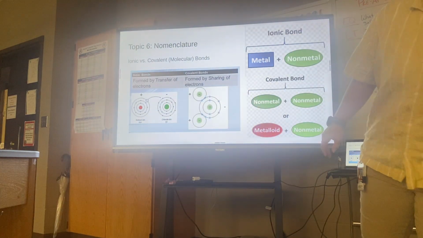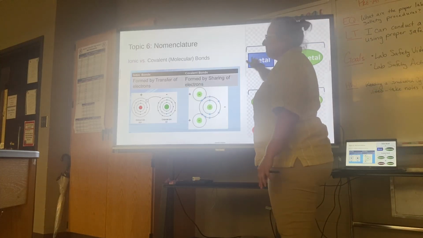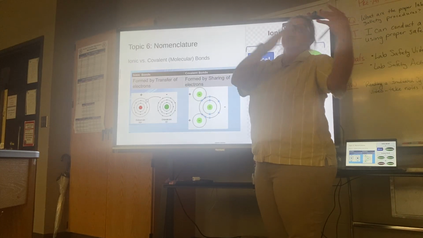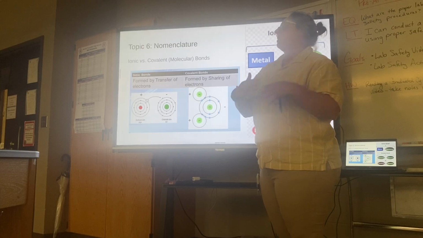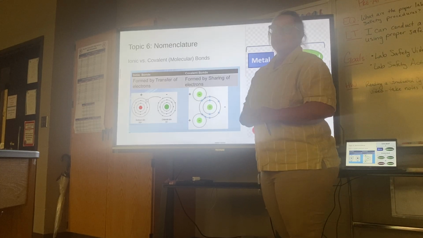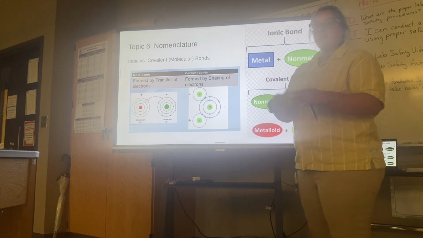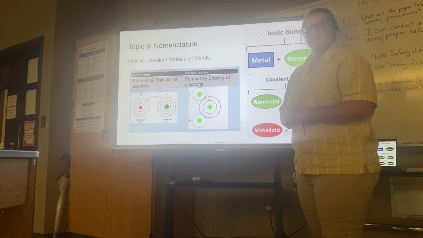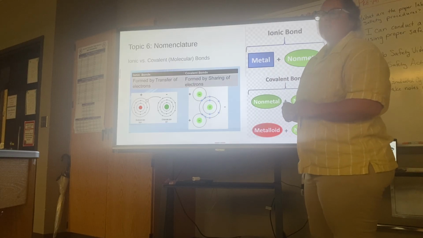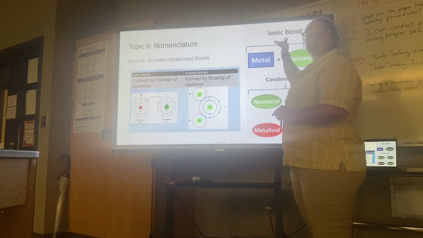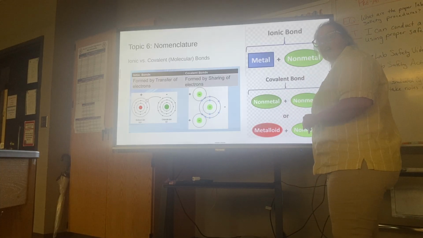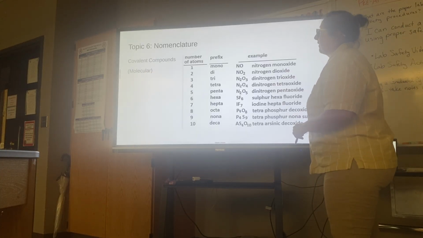So if I look at a compound and it has a metal, something to the left of the periodic table, and a non-metal, something to the right, together it's creating an ionic bond. Two non-metals, or a metalloid and a non-metal, is creating a covalent bond. So the very first thing you have to do is identify what type of bond you have, and based upon that bond, you can then figure out the rules of naming or writing those.